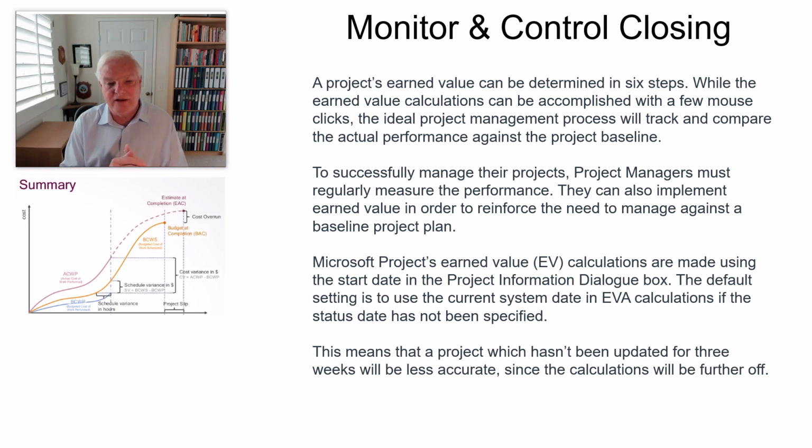That means that a project which hasn't been updated for 3 or 4 weeks will be less accurate than if you do it today. The calculations will be further off. So information that's a day old or on that day is more accurate than information that was created last week. So if you're doing earned value calculations and you're outbriefing that information on a weekly basis or every 2 weeks, if you're looking at data that's 2 weeks old, you have to remember that it isn't as accurate as where you actually are right now. So remember, the calculations can be off.